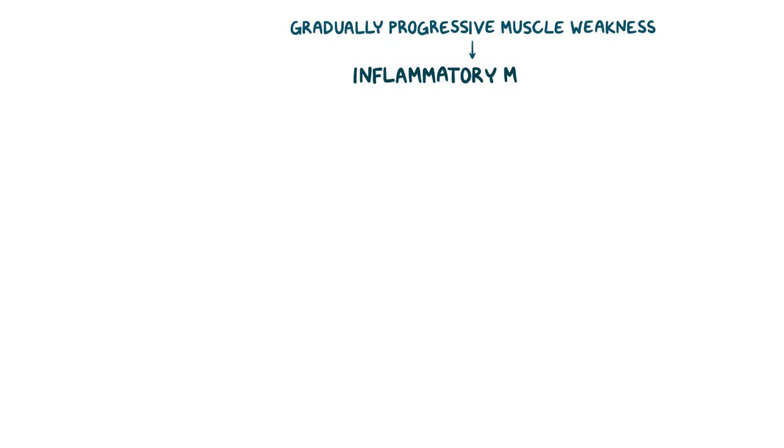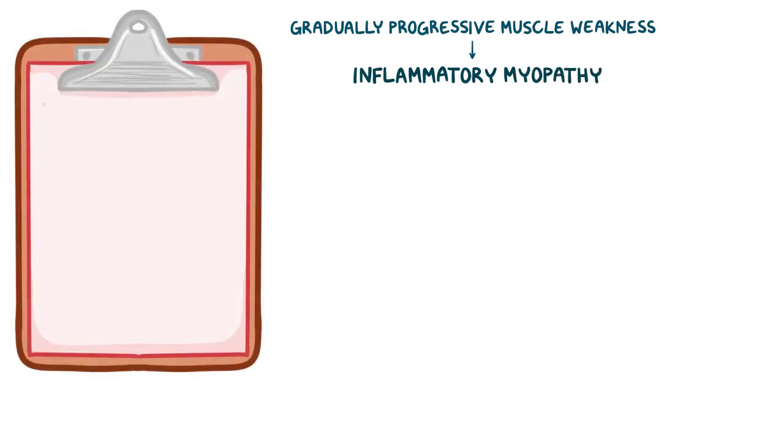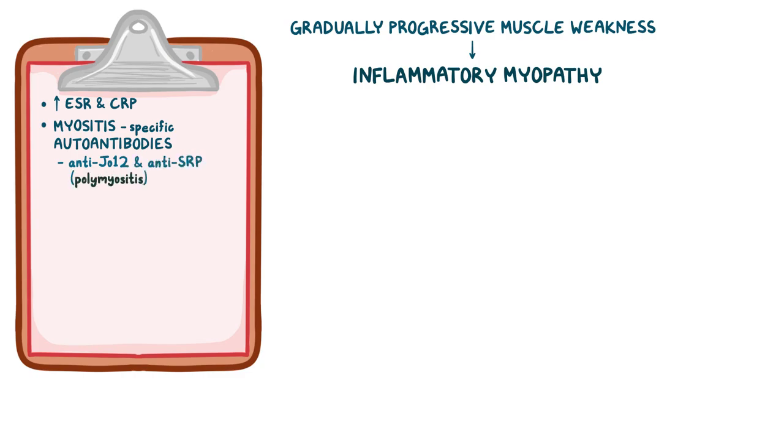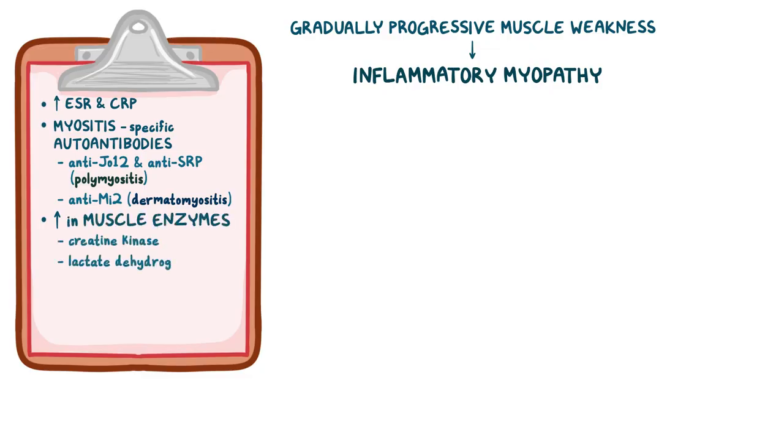In individuals with gradually progressive muscle weakness, an inflammatory myopathy should be suspected. Typically, there's an elevated ESR and CRP, as well as positive titers for myositis-specific autoantibodies like anti-Jo-1 and anti-SRP, most often associated with polymyositis, and anti-Mi-2, most often associated with dermatomyositis. There can also be elevations in muscle enzymes like creatine kinase, lactate dehydrogenase, aldolase, and also the AST and ALT, and a complete blood count might also show anemia of chronic disease.